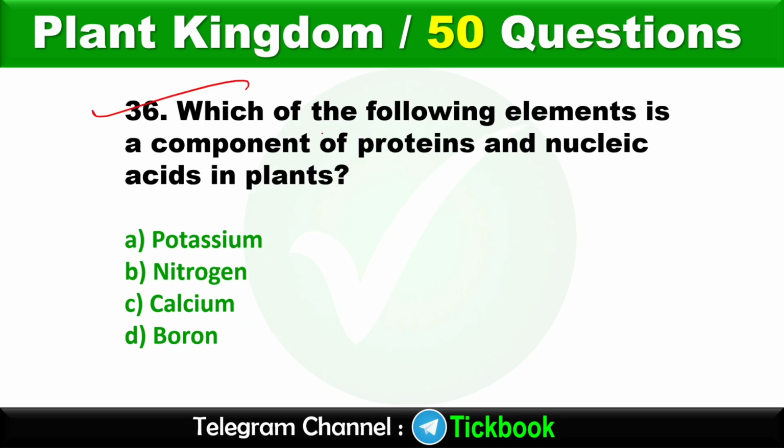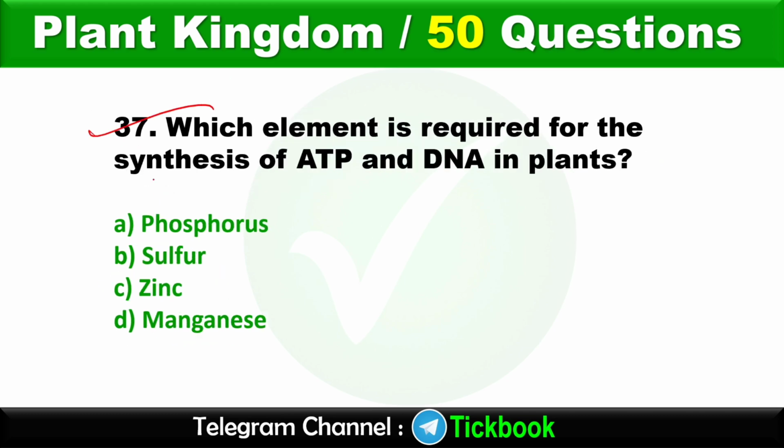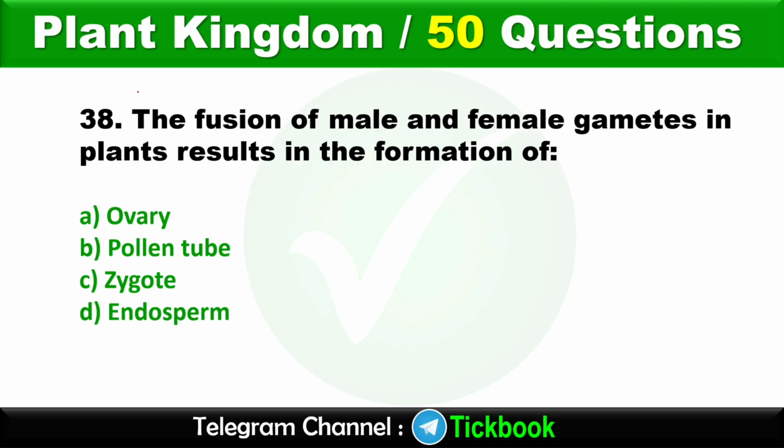36. Which of the following elements is a component of proteins and nucleic acid in plants? Option number B, nitrogen is the right answer. 37. Which element is required for the synthesis of ATP and DNA in plants? Option number A, phosphorus.